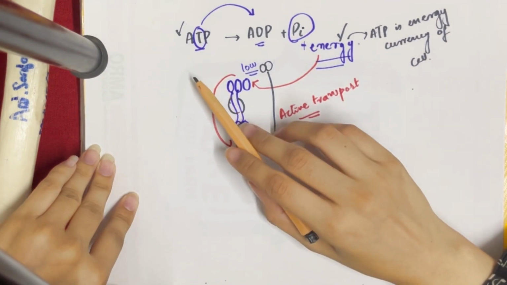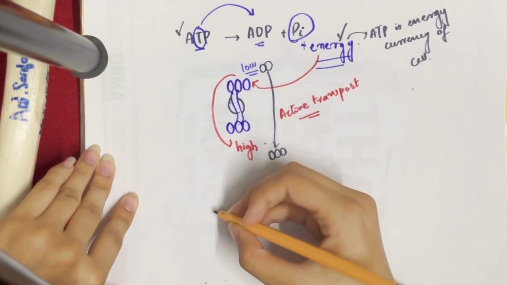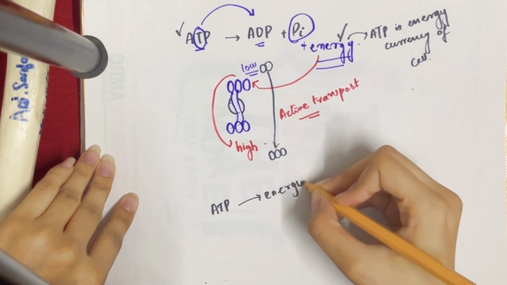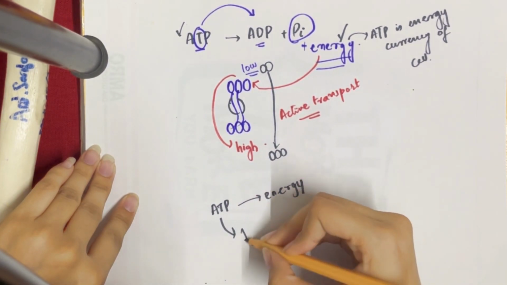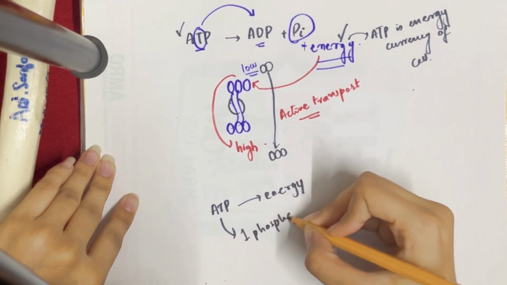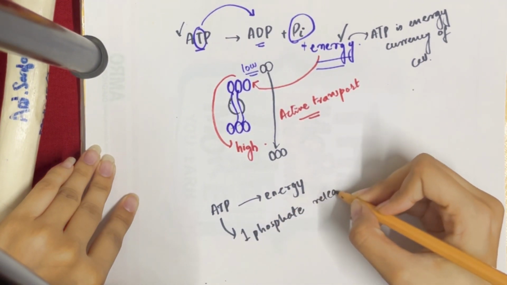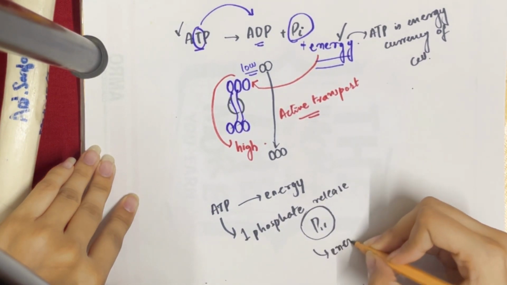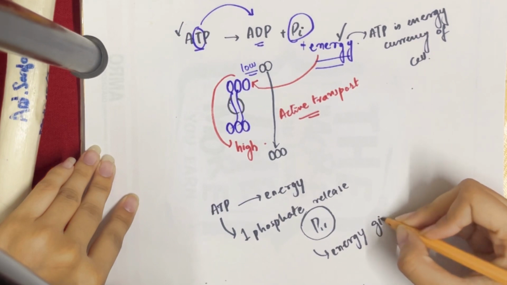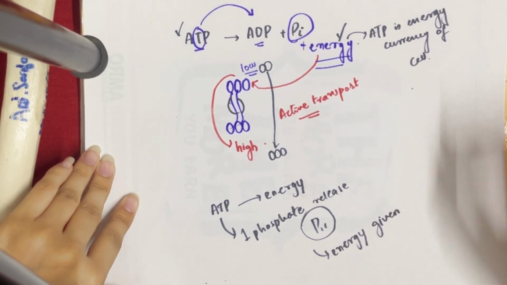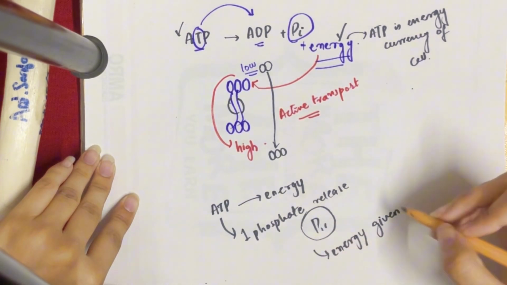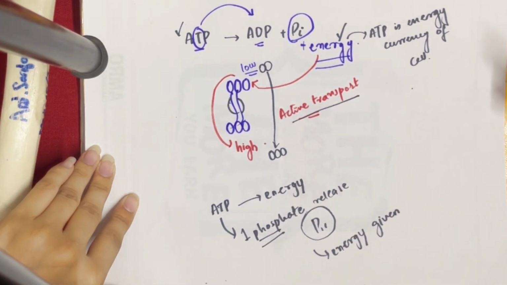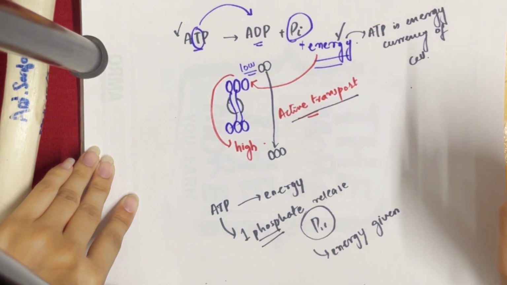Let's discuss this equation that I discussed earlier, how ATP gives us the energy. Whenever one phosphate group of the ATP is released, the energy is given. This is the easiest process that you need to learn, how ATP is converted into ADP. With the release of one phosphate group, we get the energy to carry out the process, that is active transport, with the help of the carrier protein.